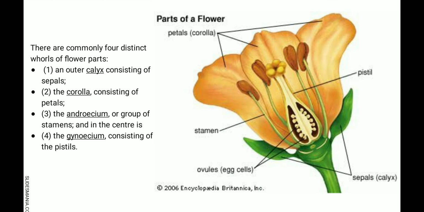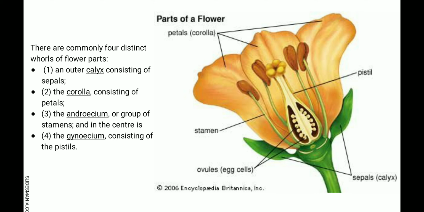There are commonly 4 distinct whorls of the flower. We have an outer calyx consisting of sepals. We have the corolla consisting of petals. We have the androecium, or group of stamens. And in the center, we have the gynoecium consisting of the pistil. Androecium is the male part and gynoecium is the female part.